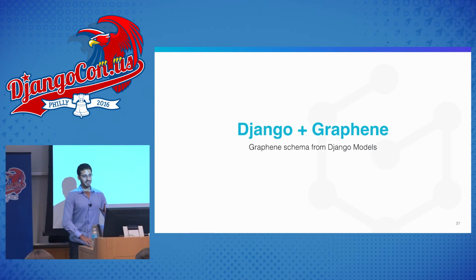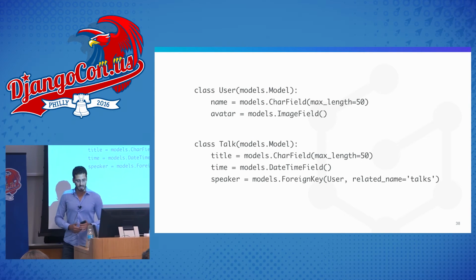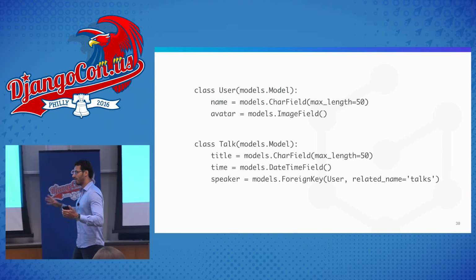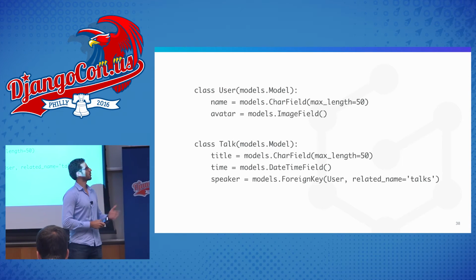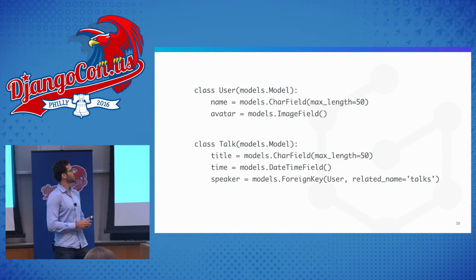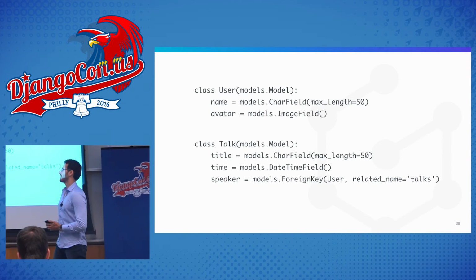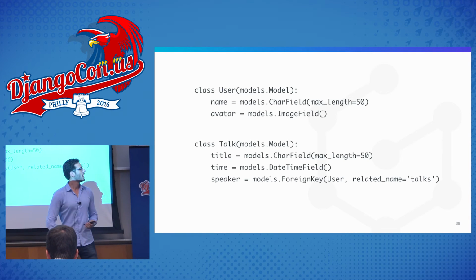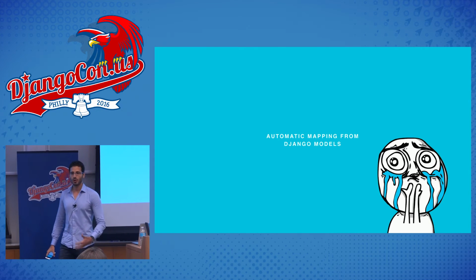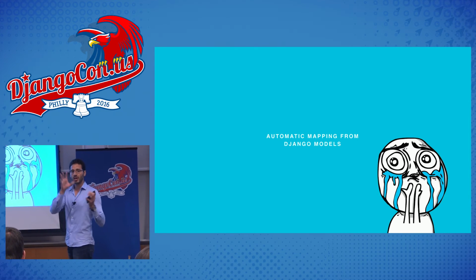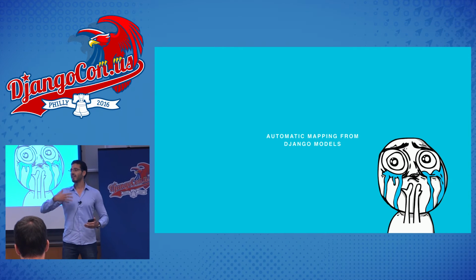But let's go a little bit deeper. I have 0 minutes, but I will try to go fast. A little bit deeper about how Graphene works with Django. Let's see we have these models in our Django application. So we have the user model, which has a name, which is a char field, and an avatar, which is an image field, and a talk model, which has a title, time, and a reference to a speaker. A very good thing about Graphene is we can actually map automatically from our Django models to GraphQL types. So we don't have to type again and again the same things.